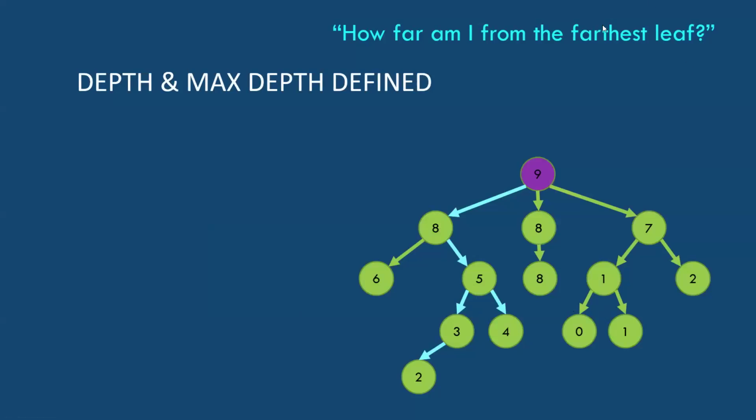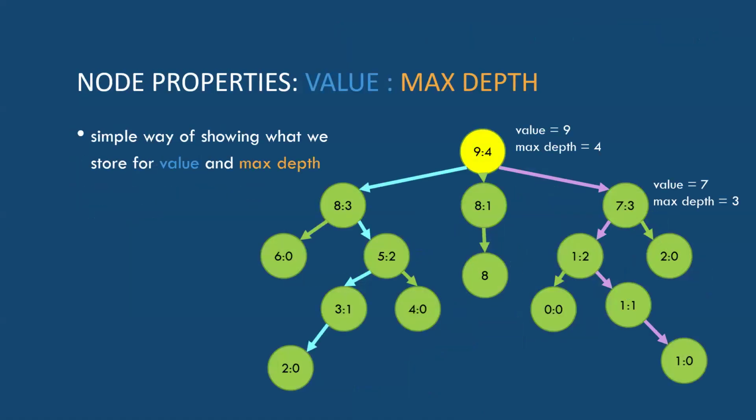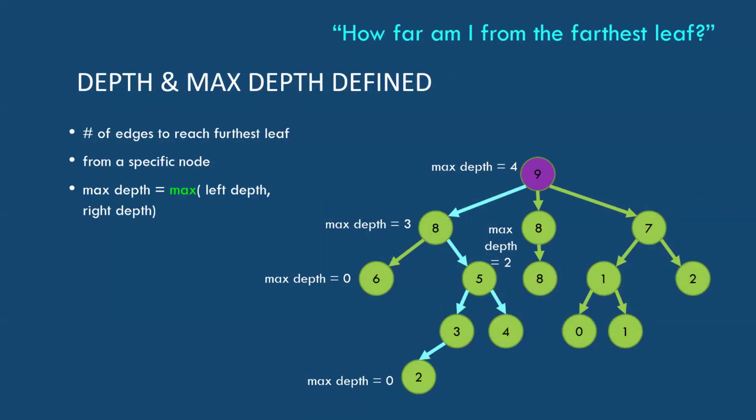So just to make sure we're familiar with our terminology here. It's the number of edges to reach the furthest leaf, if you want to think of it that way, from any specific node. So the max depth is the maximum of the left depth or the right depth. So for the 9, the maximum depth is 1, 2, 3, 4, right? So we're seeing 4 on the left side and a 3 on the right. So our maximum depth for the 9 is going to be the 4. Okay. And so ideally, we want to be able to maintain the depth at every one of these nodes so that we can do balancing operations in a moment's notice, so to speak.